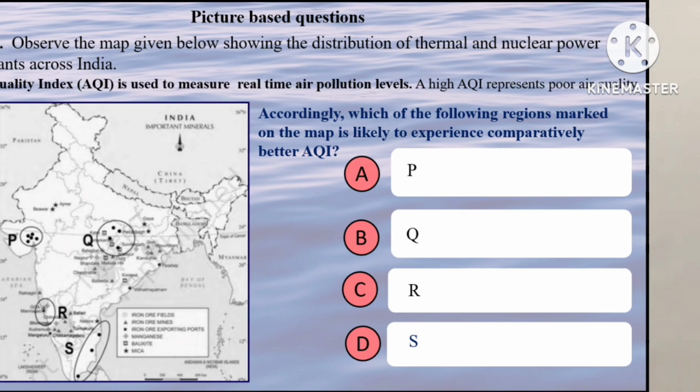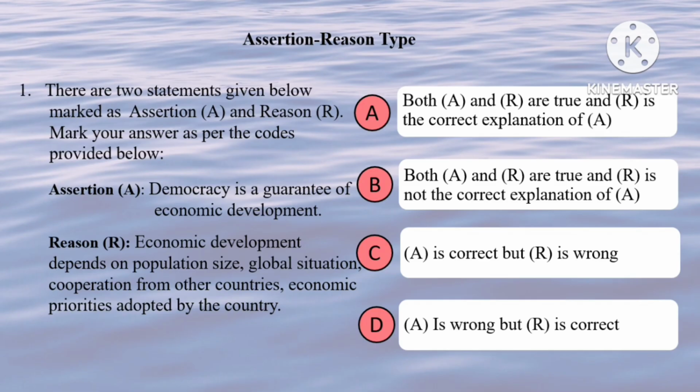Answers now. 1. Assertion. Democracy is a guarantee of economic development. No, it is not. Reason. Economic development depends on population size, global situation, cooperation from other countries, economic priorities adopted by the country. This is absolutely correct. Therefore, assertion is wrong, but reason is correct. So the correct option is D.